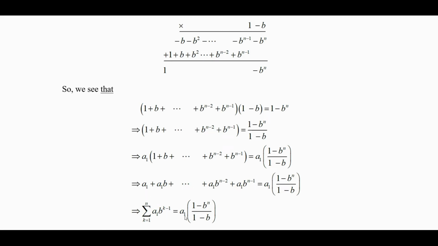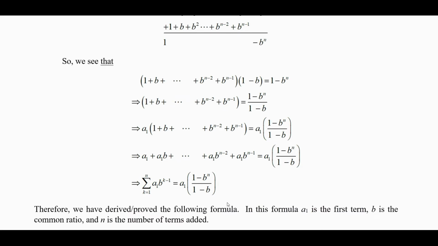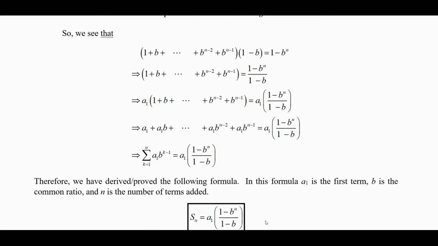And what do you get? You get a1 times 1 minus b to the n over 1 minus b. So we just proved that formula. We derived and proved this formula. Here it is again in a little box. Should be memorized, probably. And in this formula, a1, of course, usually stands for the first term. b is called the common ratio. Some people use an r there. I prefer to use a b for base. And n is the number of terms that we're adding together.